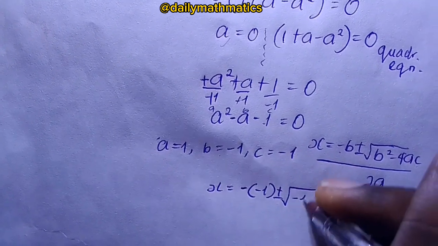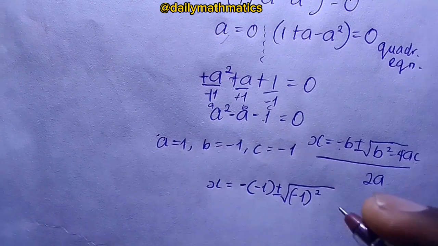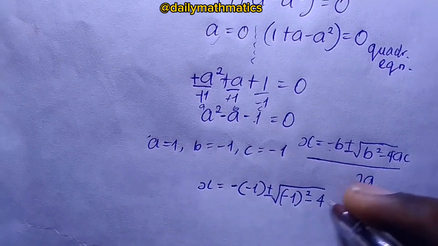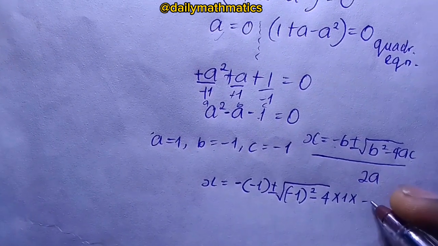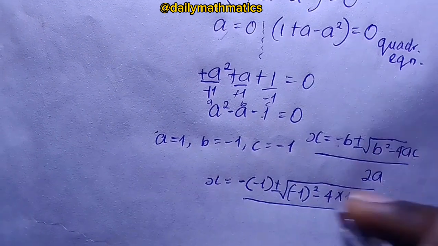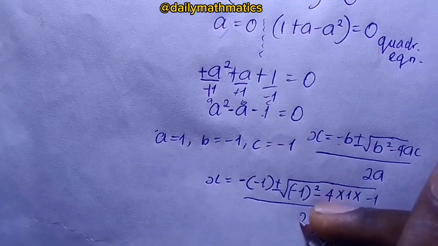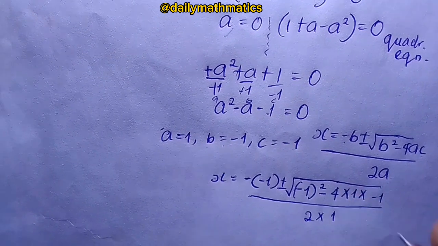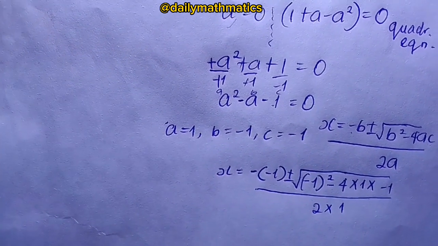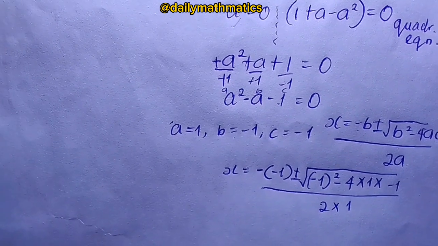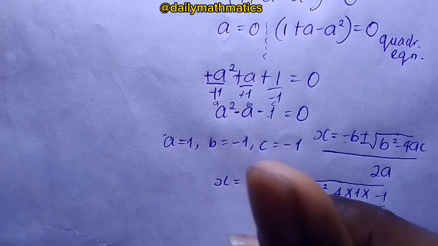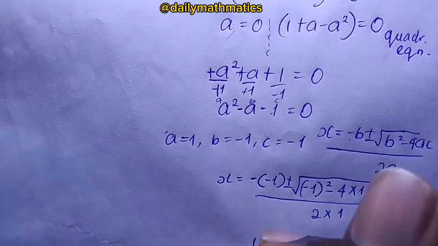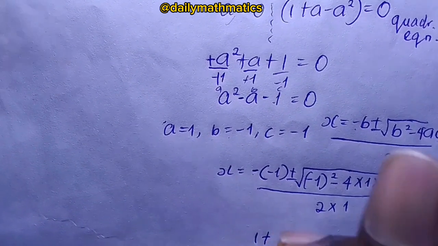B is minus 1, so we have minus 1 squared, minus 4 times a, which is 1, times c, which is minus 1, over 2a. 2 times a is 1. Are you seeing that? So the next one we have to go to is from here, minus and minus gives us plus, that's 1 plus or minus.